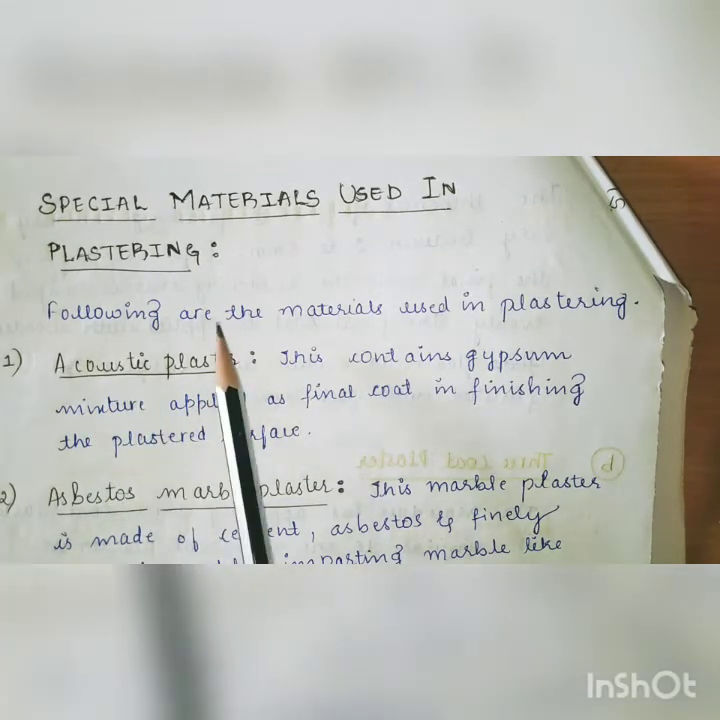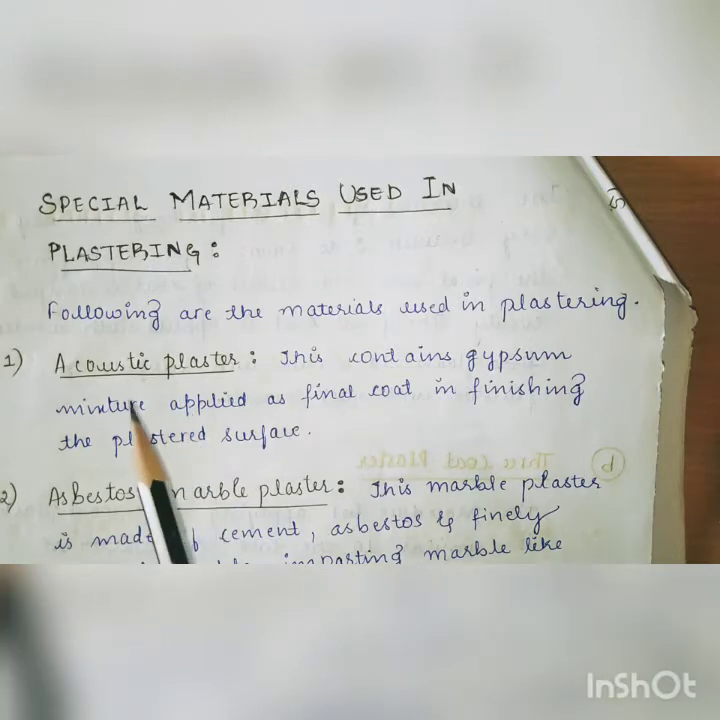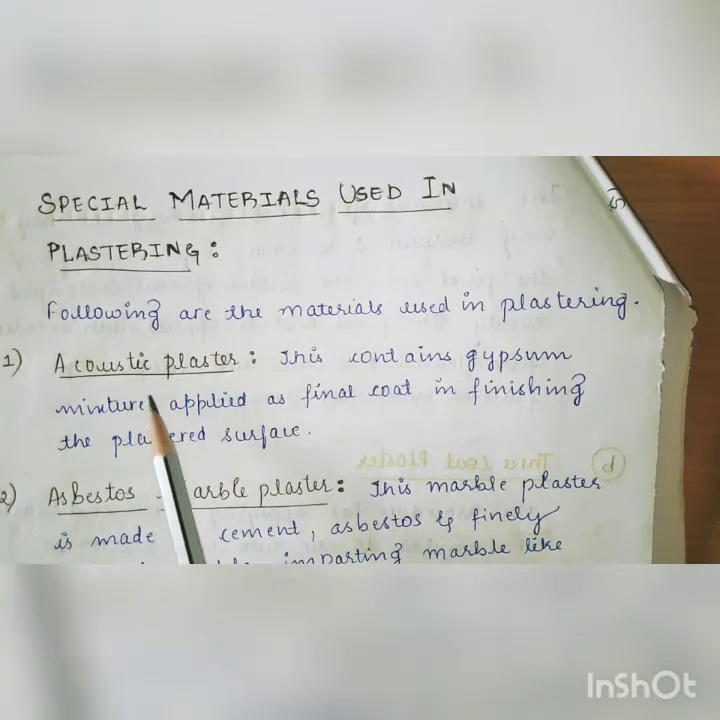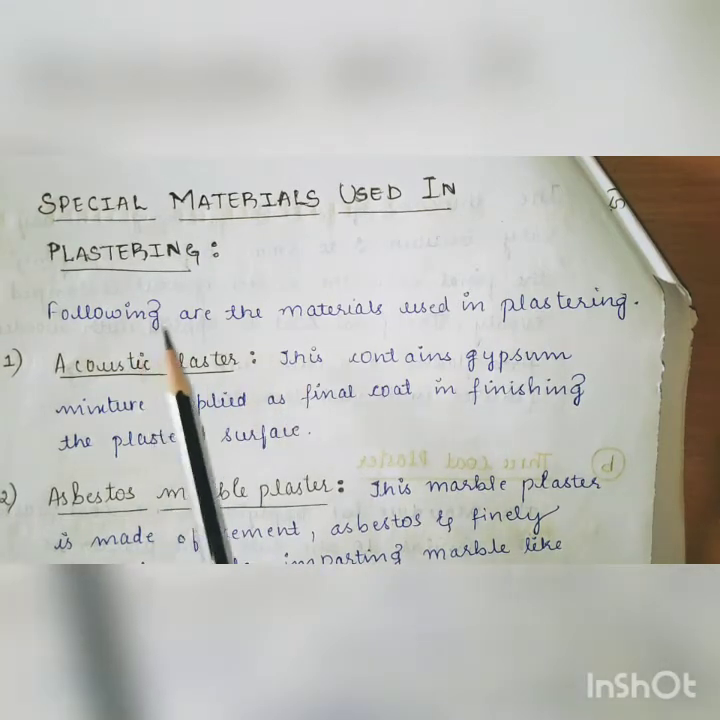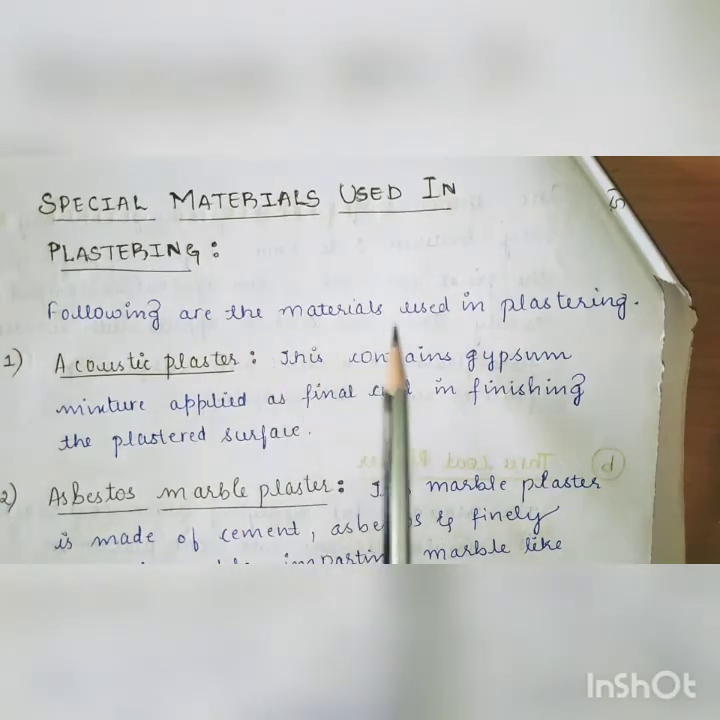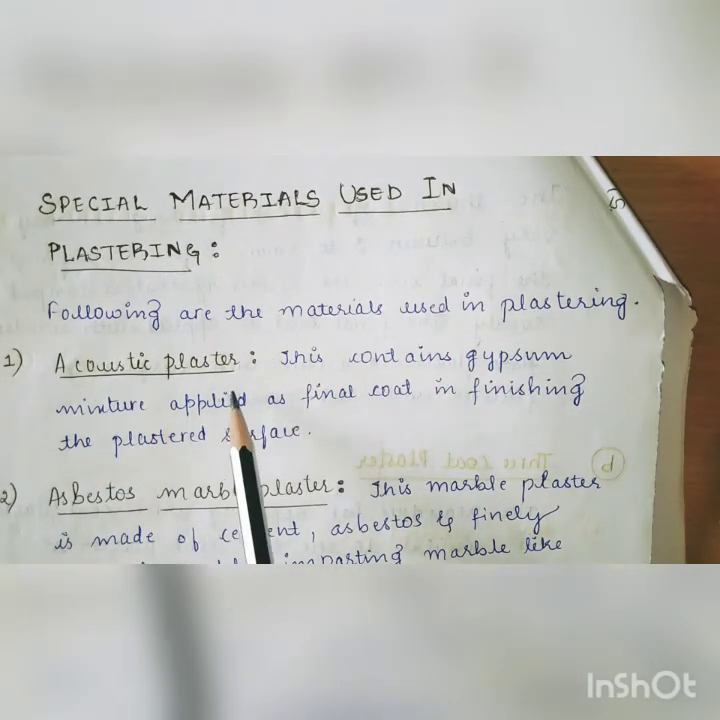In the previous video we went through the application of plasters in 2 and 3 layers depending upon the type of plaster, or mortar you can say. So in this video we are going to see special materials used in plastering. Following are the materials used in plastering. In that, the first one is the acoustic plaster.